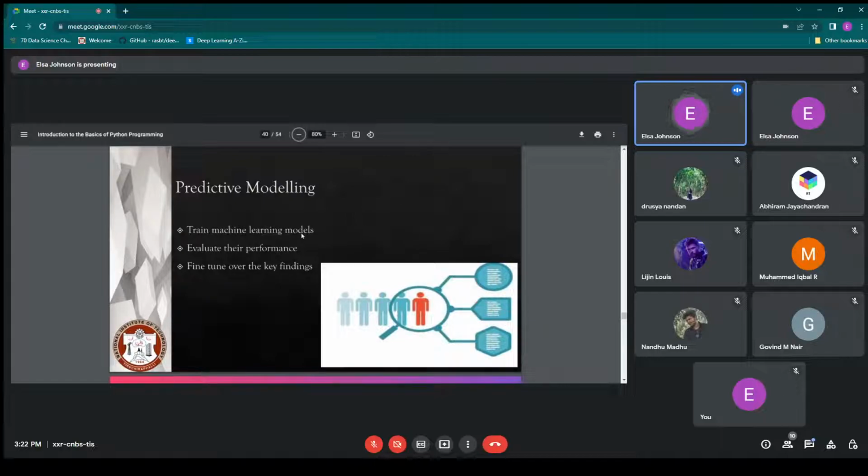So after the data exploration and feature engineering, then we'll have predictive modeling. Predictive modeling means we'll train different machine learning models, evaluate the performance, and fine tune our key findings. So this is the time where we use the machines to do certain learning tasks.